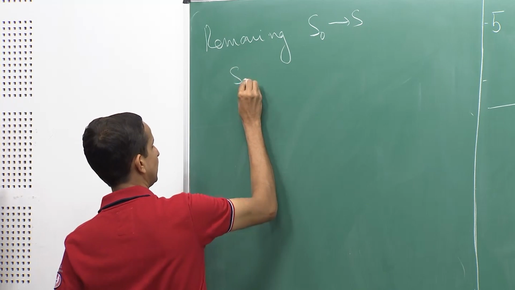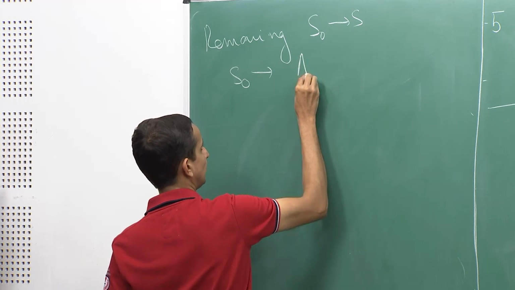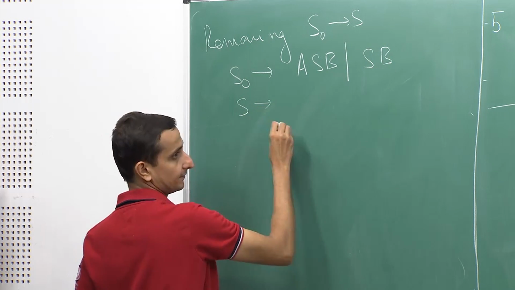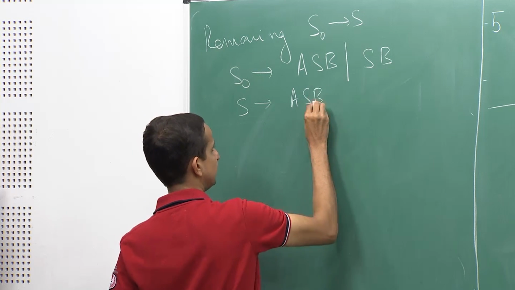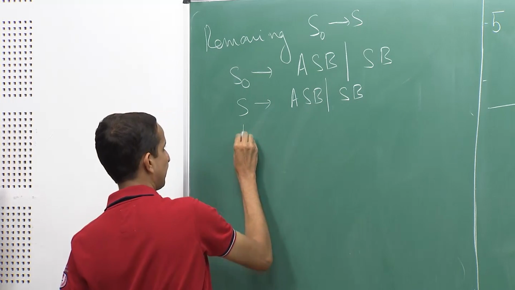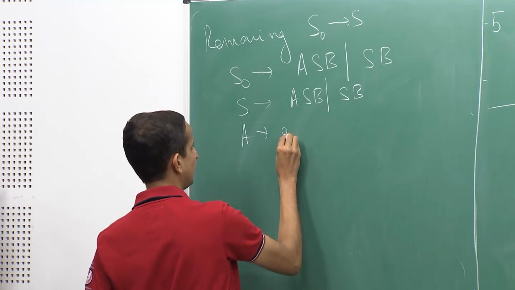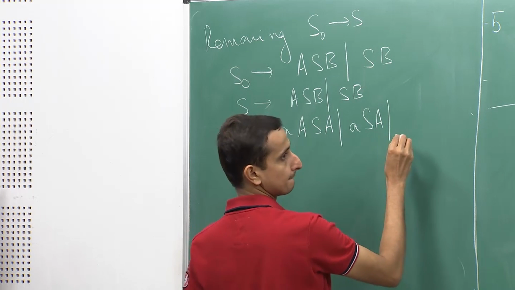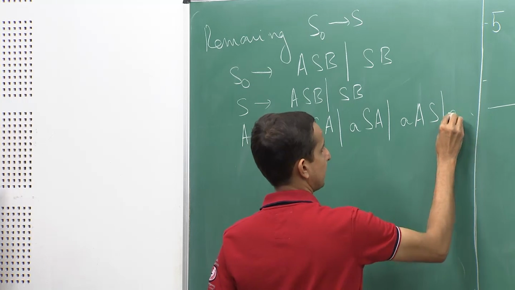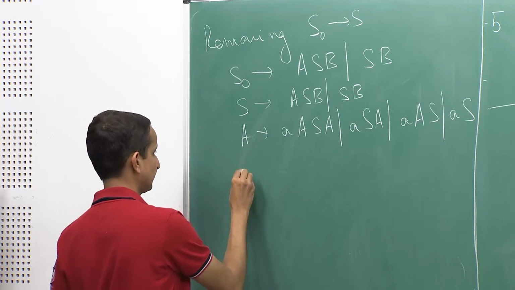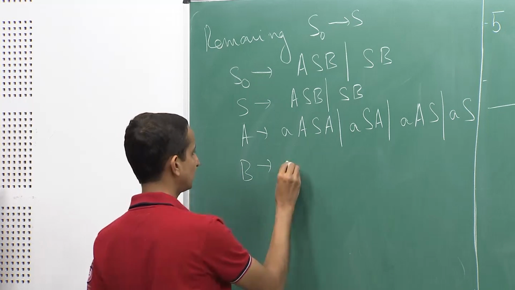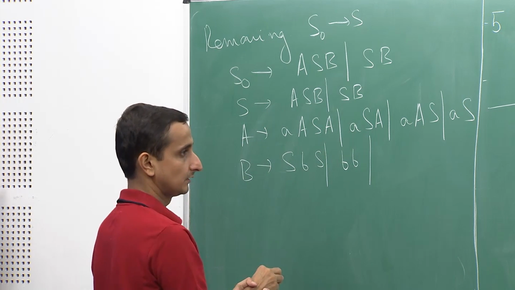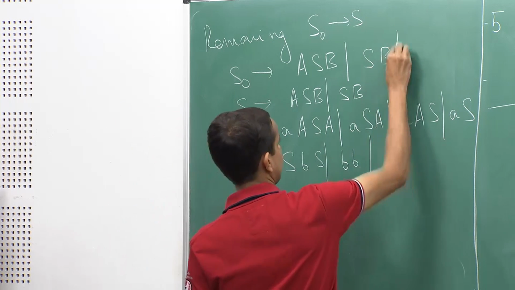So I will have S naught going to ASB or SB, and of course then I have S going to ASB or SB, A going to AASA or ASA or AAS or AS, and finally we have B going to SBS or BB or, so we also have AS over here.